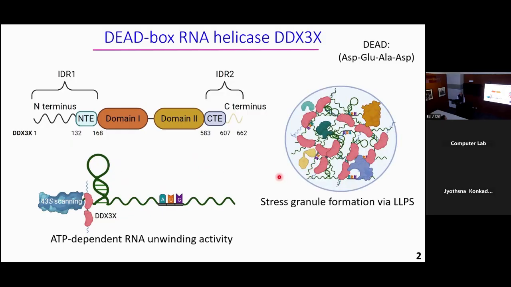Also, they go into stress granules. These are membraneless organelles in cells that appear when cells are under stress. And also, these proteins are thought to surveil the cytoplasm for foreign RNAs that would come in from a virus. So they have a lot of different functions in RNA metabolism.